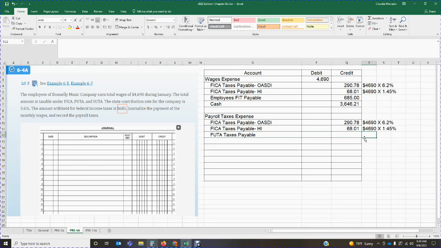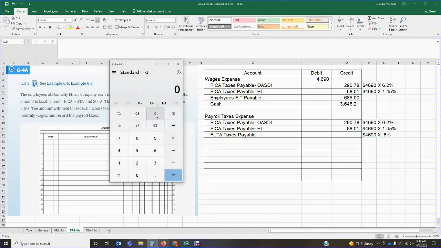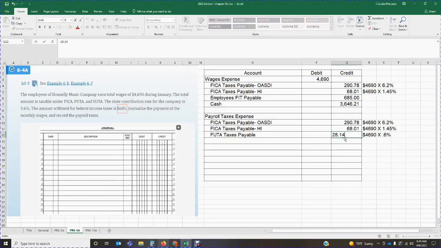that is going to be, and according to the problem, FUTA and SUTA, everything is taxable, the whole $46.90. Okay, so we're going to get the $46.90, and my FUTA tax rate is 0.6%. So we're going to have the $46.90 times the 0.6%. That gives me $28.14. Okay.